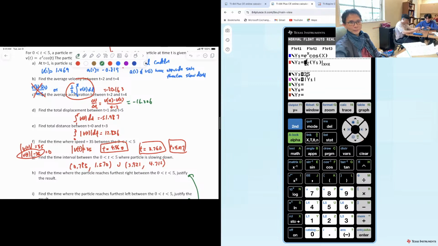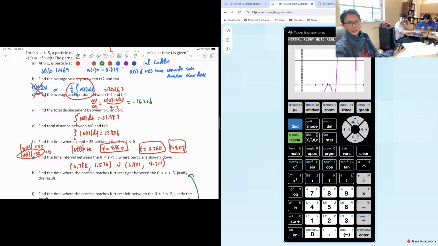So instead of graphing y1 and 35 intersecting, I could have graphed this minus 35. Why minus 35? Because you look here, I set v of t equal to 35. I can move the 35 to the other side, set it equal to 0. If I set it equal to 0, that's even better because I can actually graph this. I can look for the intersections right here. Second, calc, 0.